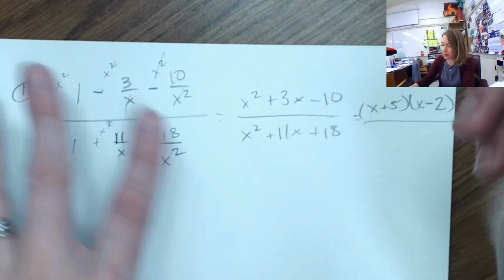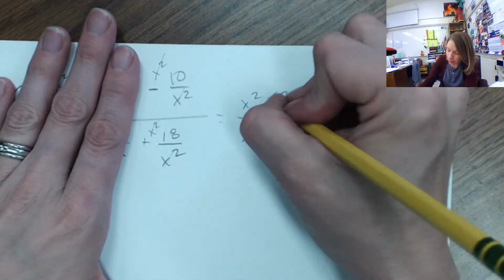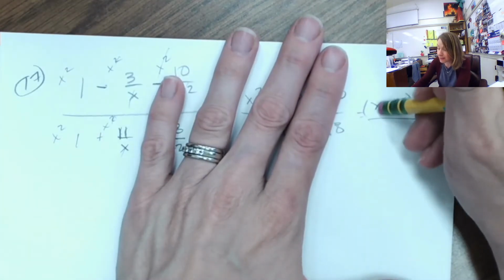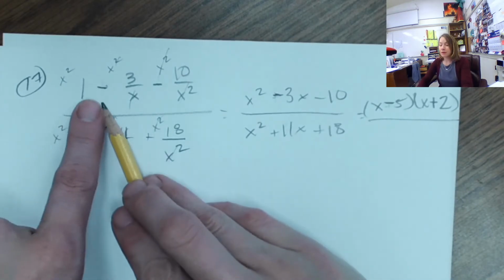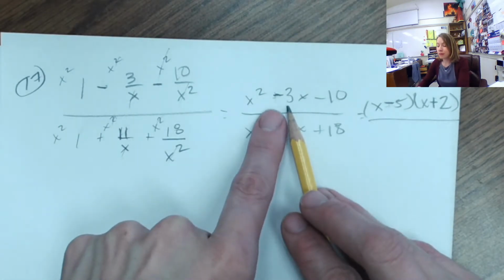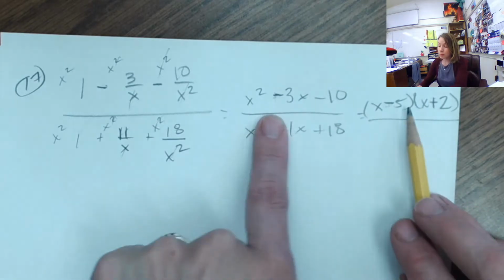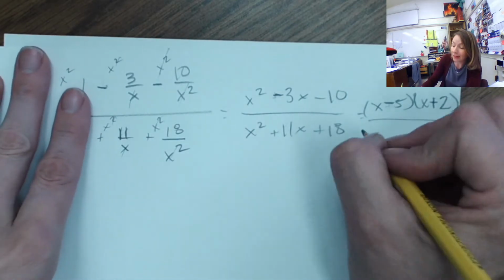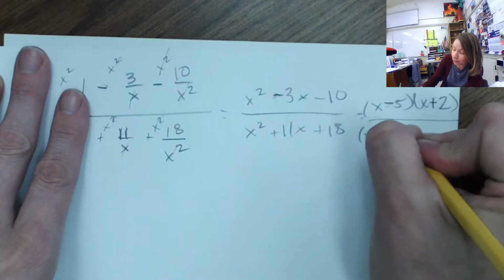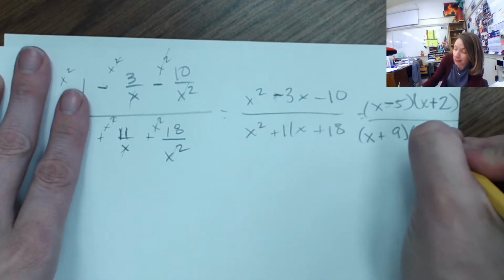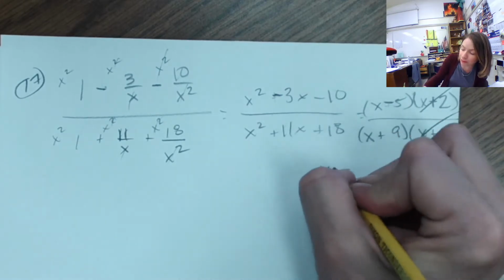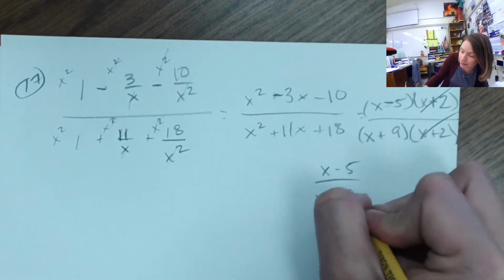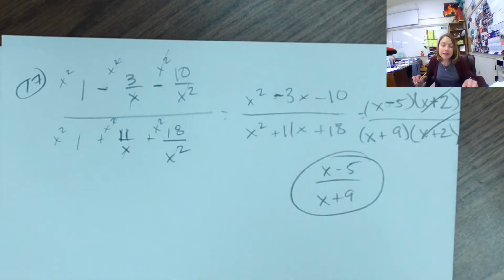See, this is where I need you. I miss you guys so much because I keep messing up, and I would not have messed up had you been here. I wrote this down as a positive, and so then I ended up with, it should have been a negative 3x, which would make it a negative 5 and a positive 2. That's really important because this bottom one factors into an x plus 9 and an x plus 2, and then those cancel. So I get my answer of x minus 5 all over x plus 9. Okay? Little mistakes can be really obnoxious.